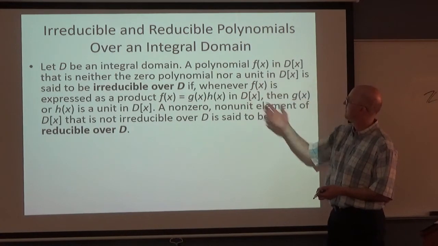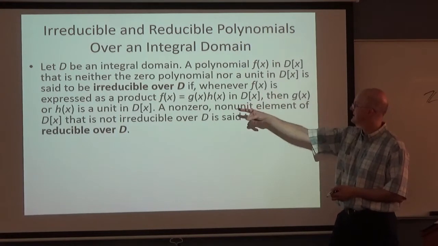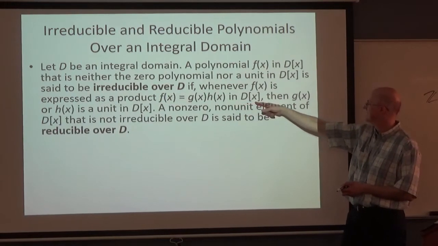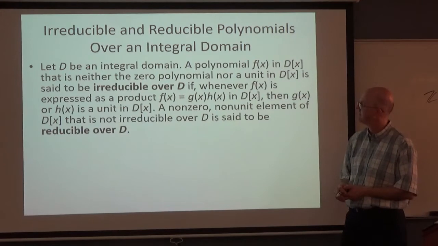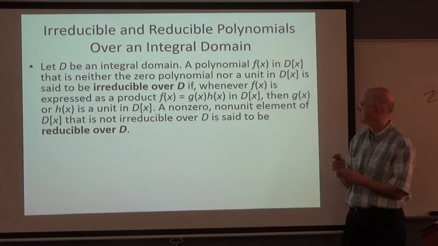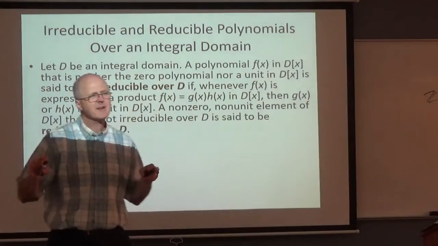It's said to be irreducible over D if, this is the confusing part here, whenever f of x is expressed as a product, f of x equals g of x times h of x in D[x], then g or h is a unit. Kind of a confusing definition. On the flip side, a non-zero, non-unit element of D[x] that is not irreducible is said to be reducible over D. And again, you should always say the over D. Even though it's confusing, it should seem a little familiar. How?